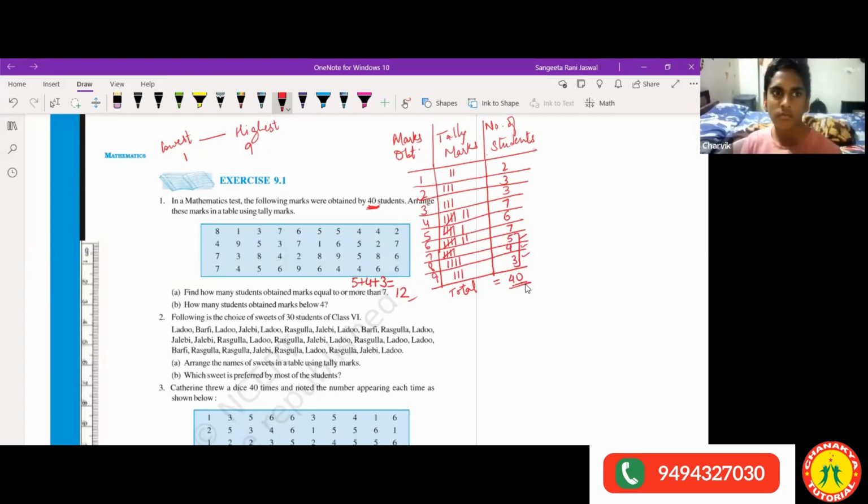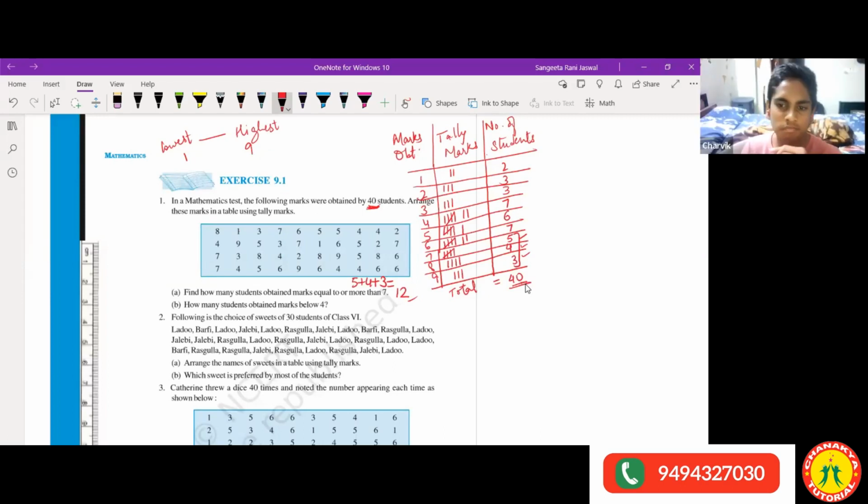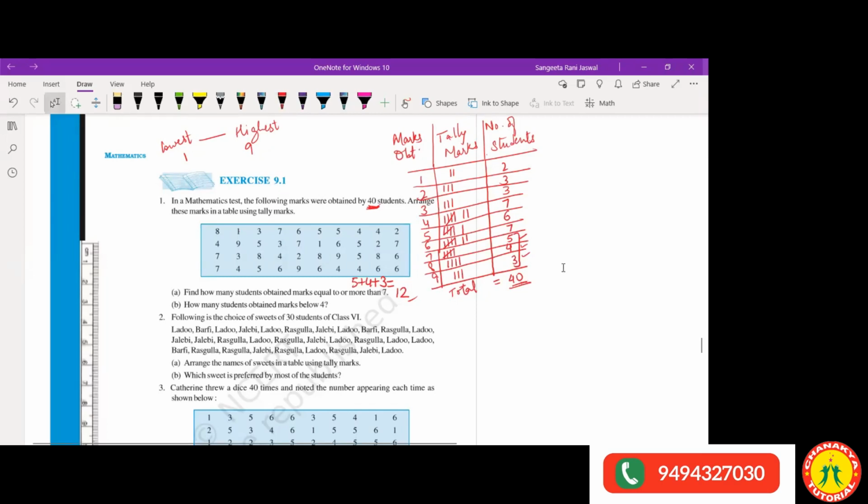Understood? Okay, ma'am, understood. Others? Yes, ma'am. Understood. Where are others? Only Charvik and Lasya are responding. Others are sitting quietly. Yes, Adrit, Soumya, Advika. Are you understanding? Please respond.